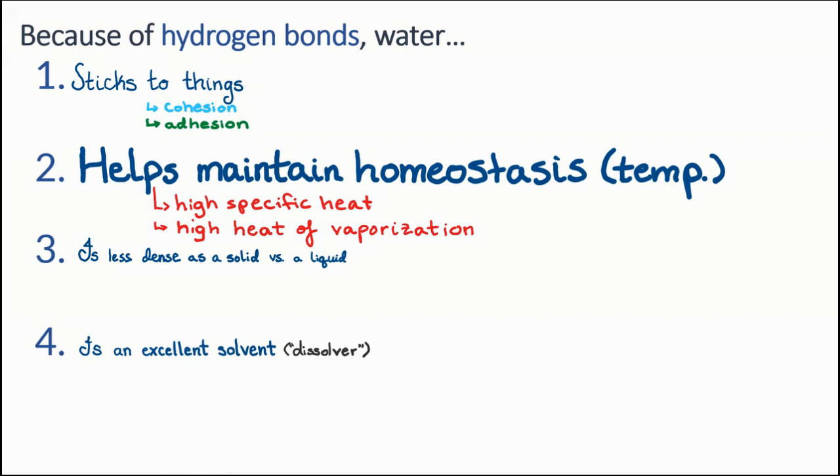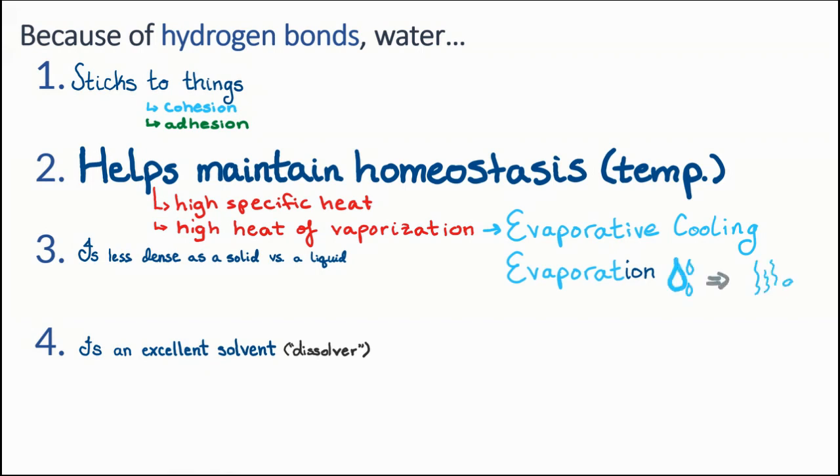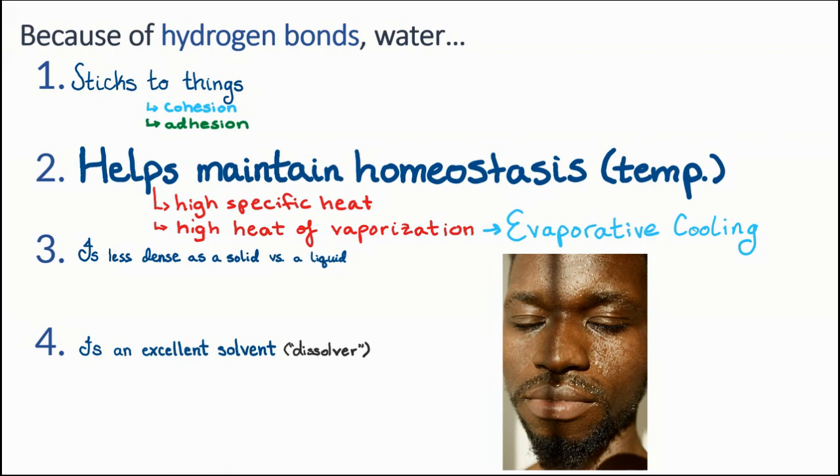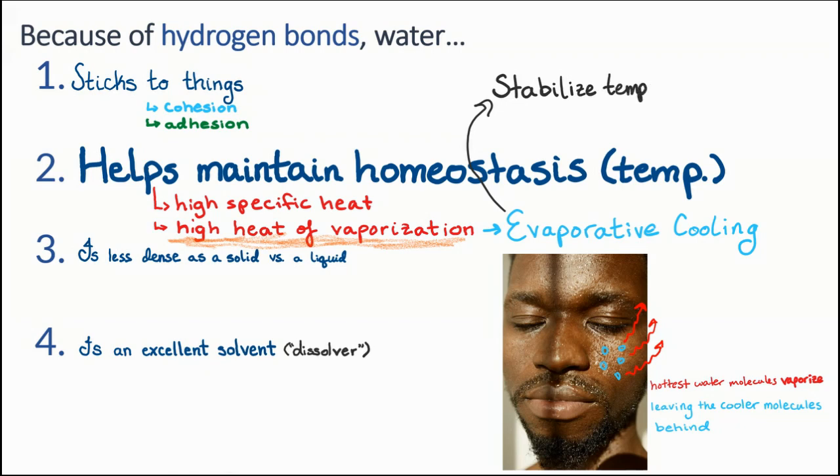It is also good because it leads to a process called evaporative cooling. Evaporation is the actual transformation of a substance from a liquid to a gas. So evaporative cooling is the cooling of the surface when water evaporates from it, due to all the heat absorbed by water. When water evaporates, the hottest water molecules vaporize, leaving the cooler molecules behind. So the high heat of vaporization makes evaporative cooling possible. Evaporative cooling of water helps stabilize temperatures in living organisms and in bodies of water.